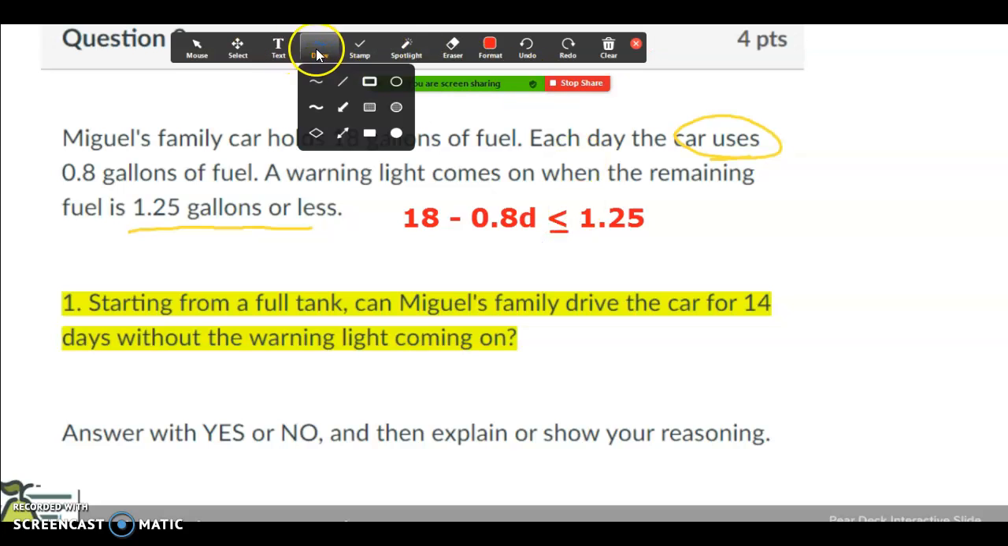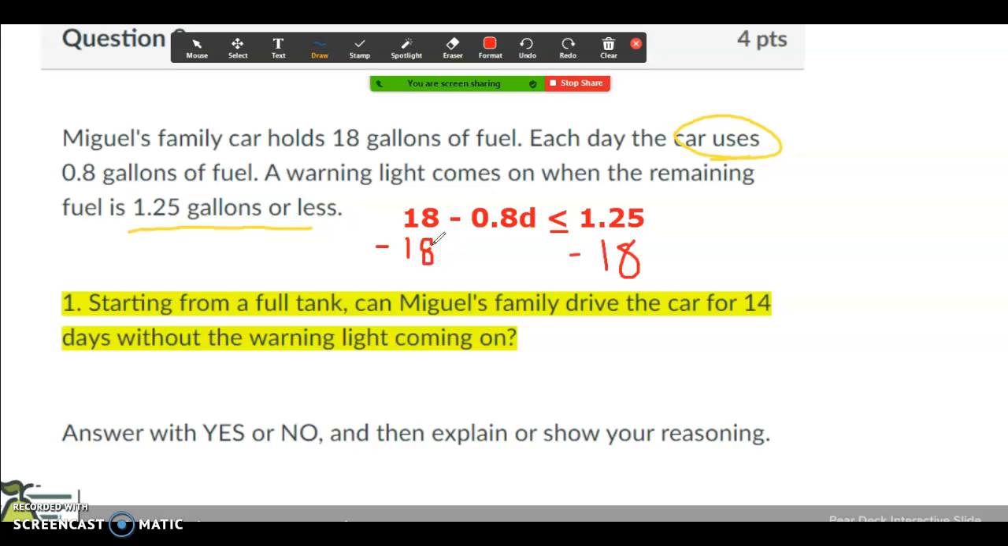Okay, here we go. So in order to figure this out, we have to subtract 18 from each side. So 1.25 take away 18. Well, I can do 18 minus 1.25, and I get 16.75, but it's going to be negative because 18 has a higher absolute value, and that's negative. Okay, so now I have negative 0.8 times the number of days has to be less than or equal to negative 16.75. Well, I'm going to divide each side by negative 0.8.